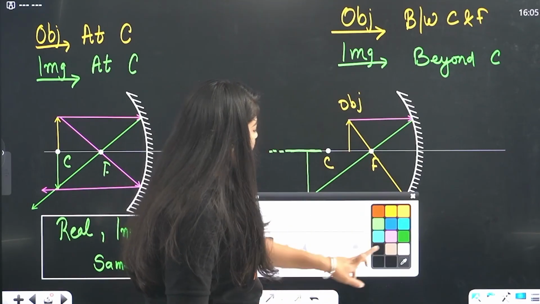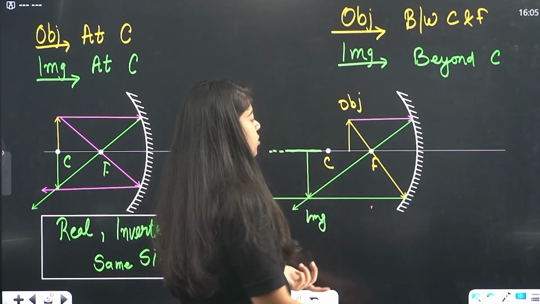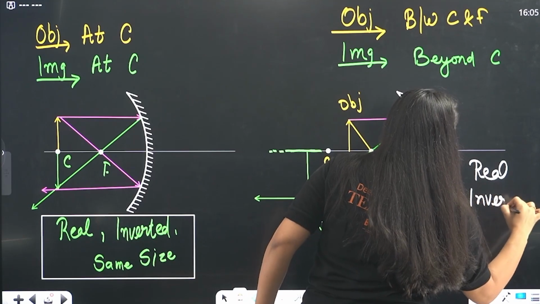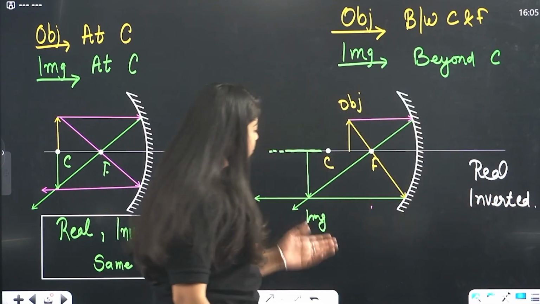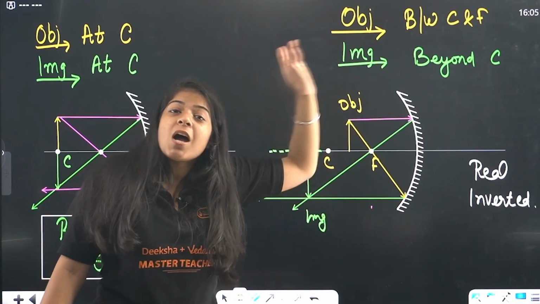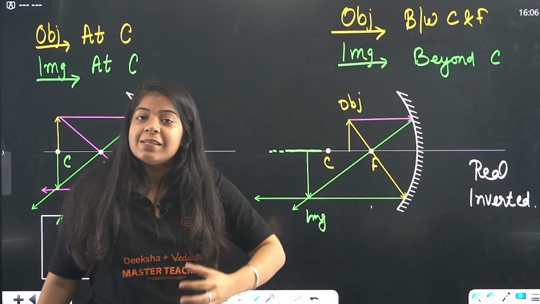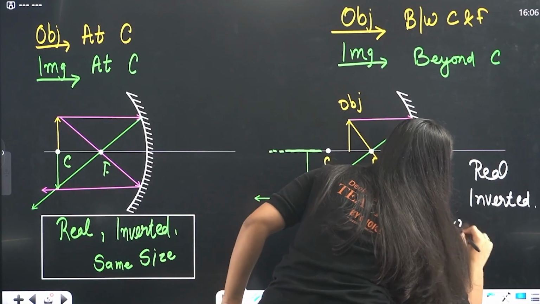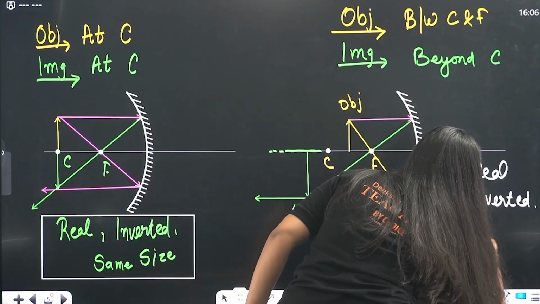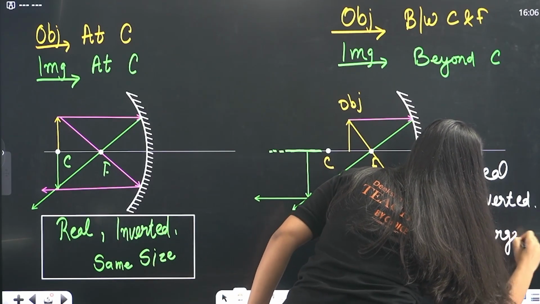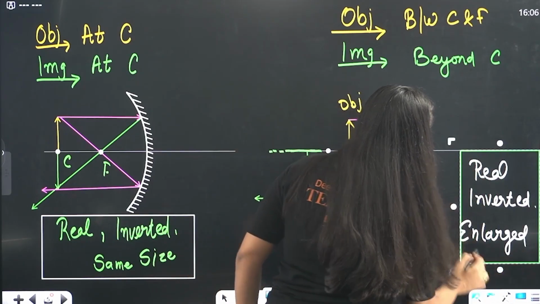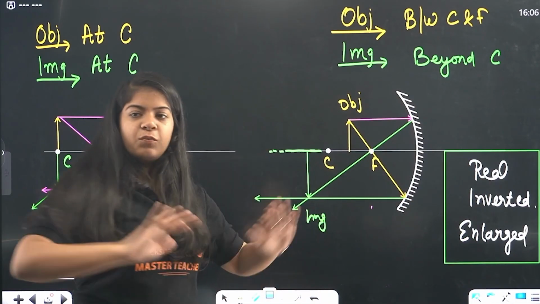Done. Again, to write the nature of the image, again ma'am, real rays are meeting. Again ma'am, it's inverted, I can clearly see, right? But now beta, what is the size? Ma'am, I can clearly see the size has increased, and I know that as we move towards the mirror, the size of the image increases, right? We won't write size, we'll write enlarged. The image will be real, inverted and enlarged. Understood? So this is our final conclusion.